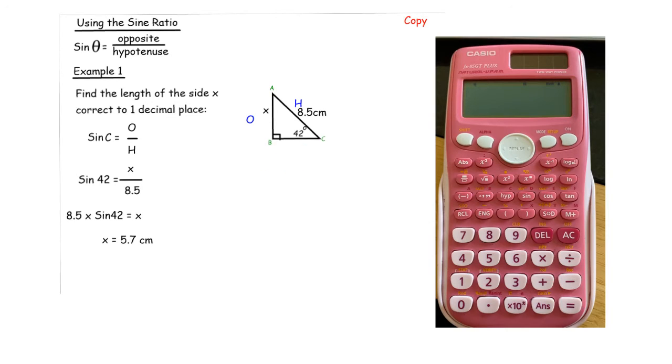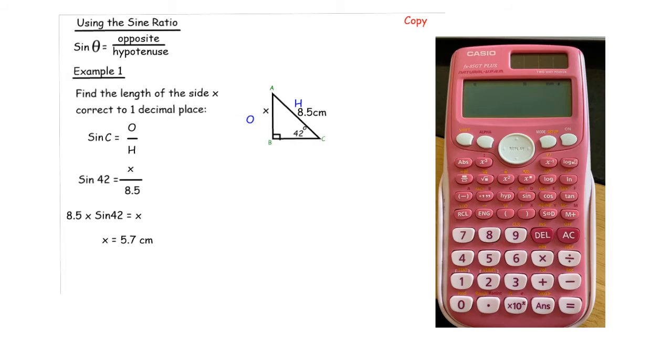So because for sine you only need the opposite side and the hypotenuse, we're going to write down sine C, I've called it C because the 42 is at the vertex C on the triangle, is over h. Substitute in the numbers, so the angle's 42, the hypotenuse is 8.5, and the side that we're trying to work out, the opposite, is called x. So that's our second line of working.